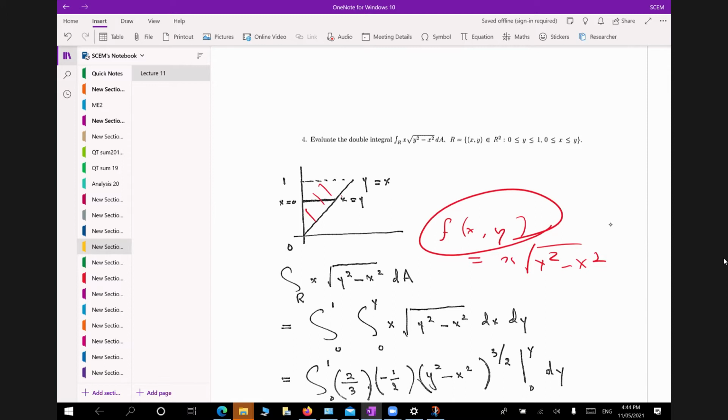Now, you have to be very careful. Here, you don't use polar coordinates. What you have got is this: y changes from 0 to 1. That's your y-axis, that's your x-axis. So y changes from 0 to 1, and your x changes from 0 to y.